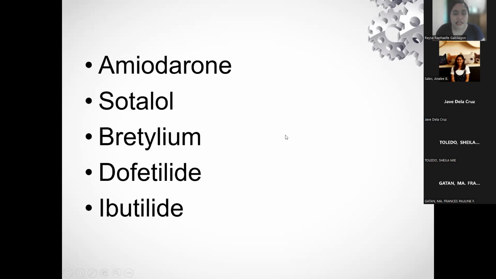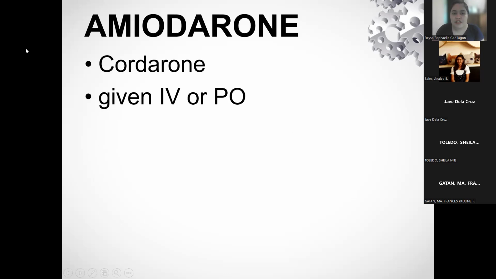Our class 3 anti-arrhythmic agents, starting with amiodarone. The brand name of amiodarone is Cordarone. If I'm not mistaken, it's one of the heart-shaped drugs in the market. If I'm not mistaken, its tablet is heart-shaped. I don't know if you have encountered this one. So of course, its tablet is heart-shaped. Definitely, it is used for heart conditions, especially arrhythmia.